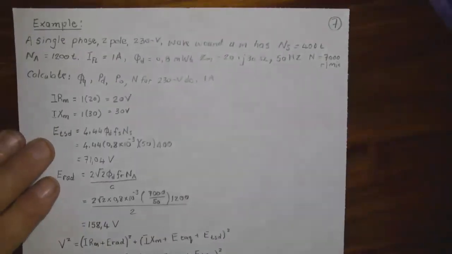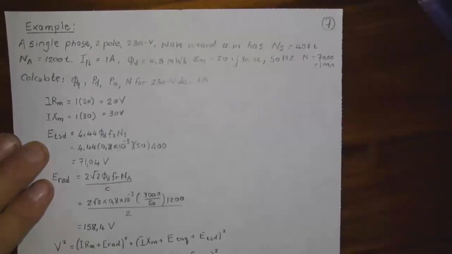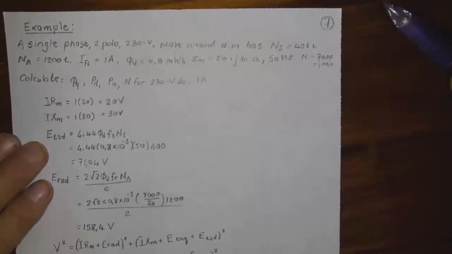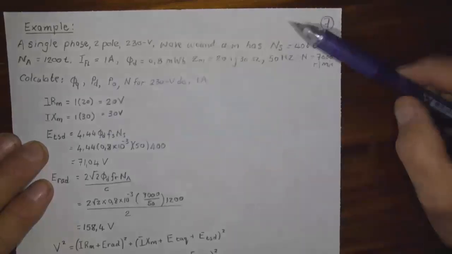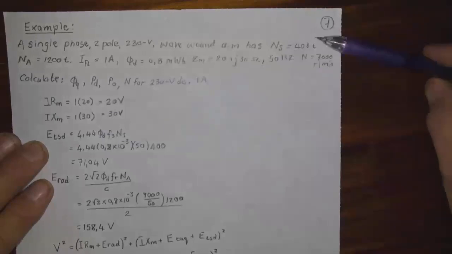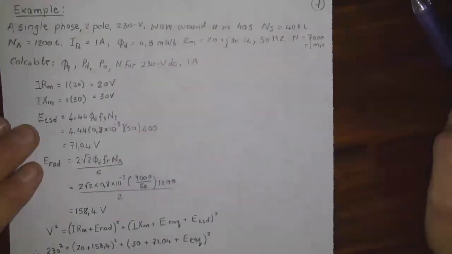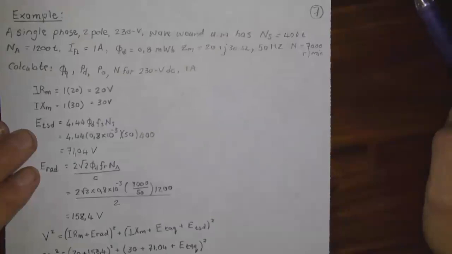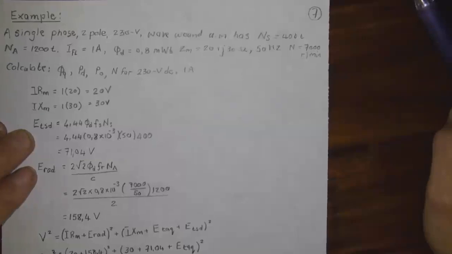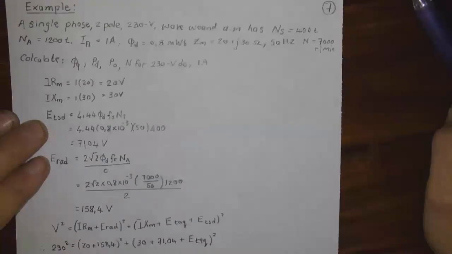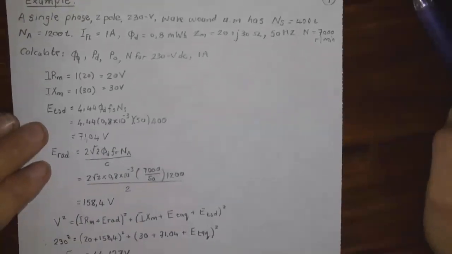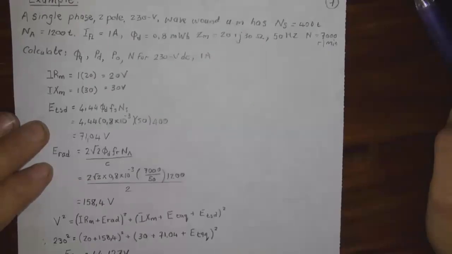So there we have a single phase, 2-pole, 230-volt, wave wound universal motor. Ns, the number of turns in the stator, is 400, and in the armature is 1200, and the full load is 1 amp. Phi_d is 0.8 milliweber. Z of the motor is 20 plus j30, 50 hertz and 7,000 revs per minute. We must calculate phi_Q, PD, P out, N for 230 volt DC 1 amp.